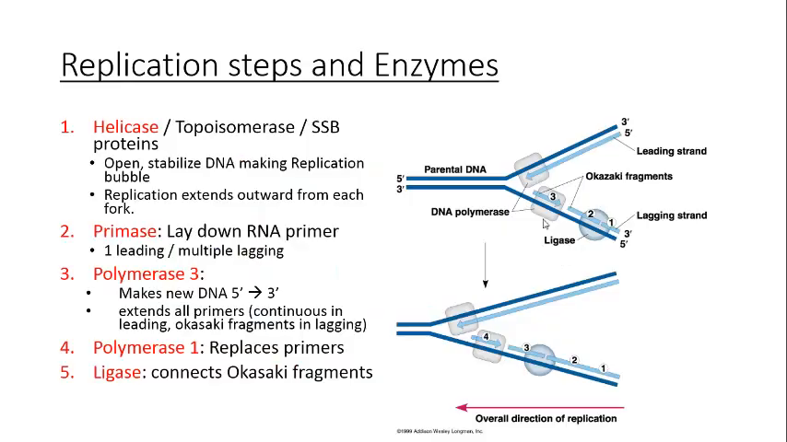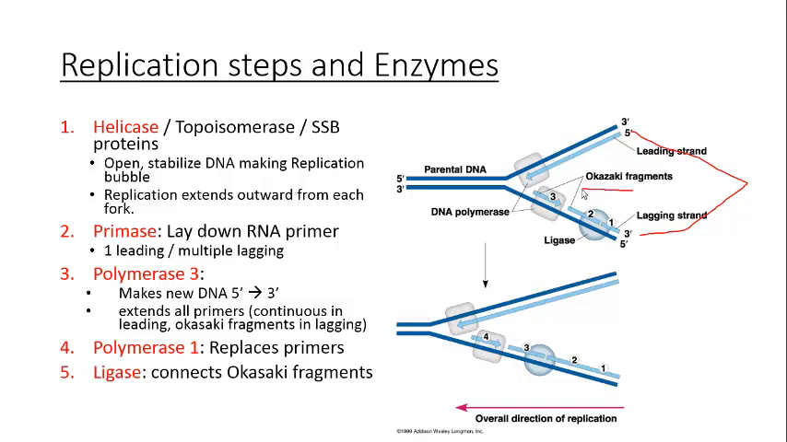Here we see the actual steps of DNA replication. It's not important to know every single little detail. There are 5 major enzymes that are used. The first enzyme is called helicase. Helicase is going to unwind and open up the DNA. It creates a replication bubble that's made up of 2 replication forks. So here you see one fork, and here you see the other fork, making one replication bubble.